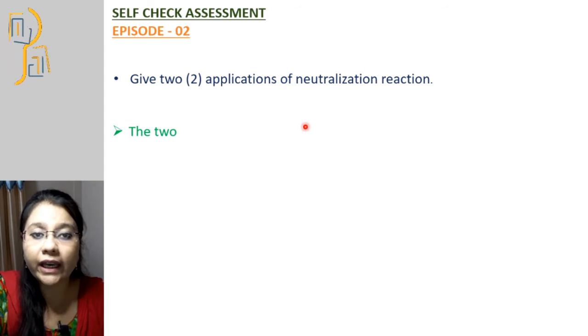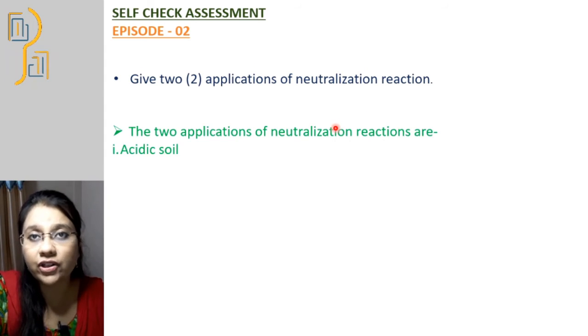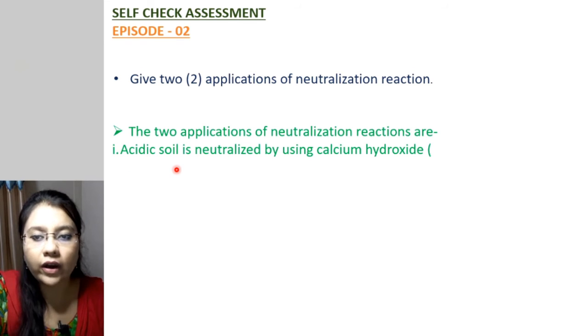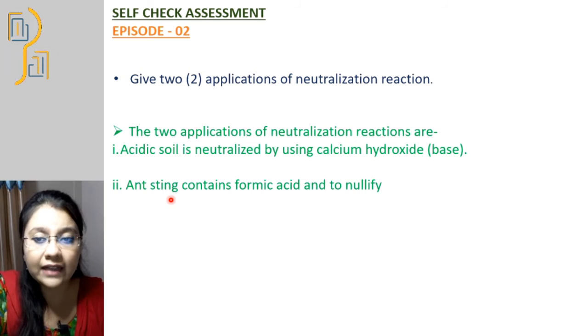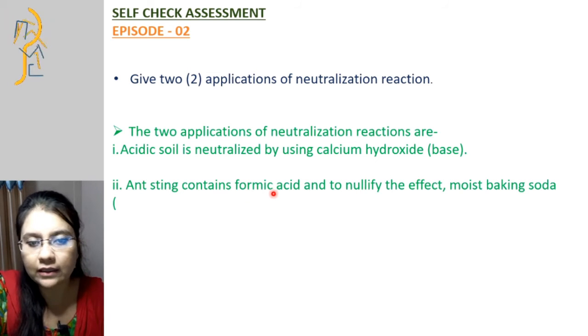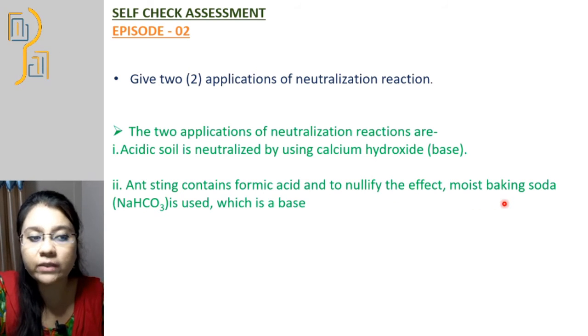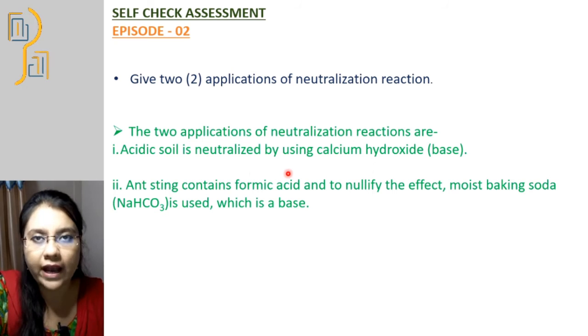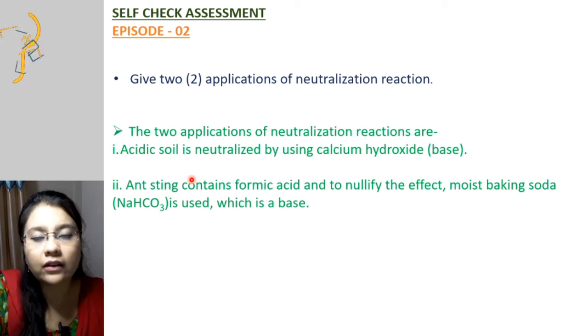So the 2 applications of neutralization reactions are: acidic soil is neutralized by using calcium hydroxide, and ant sting contains formic acid, and to nullify its effect, moist baking soda is used, which is a base. So in both these cases we see an acid and base react. Thus, it fulfills the criteria of neutralization reaction.